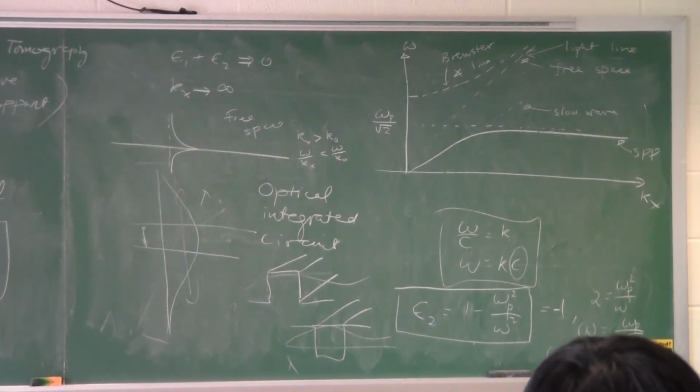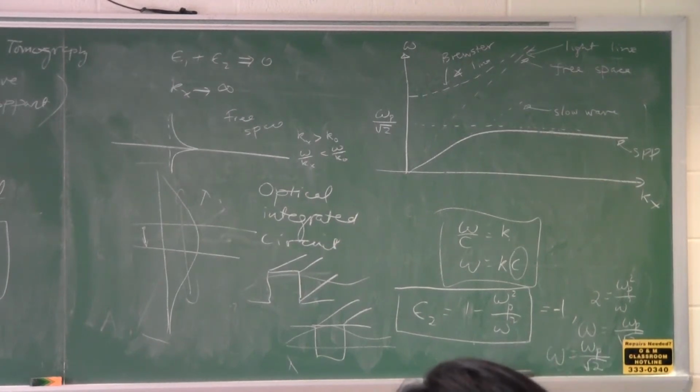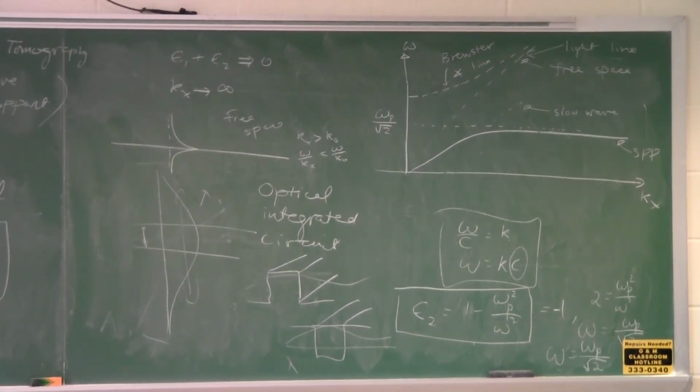Even for some metals, for example gold, that frequency is in the ultraviolet range. Omega equals omega p over square root of 2 will fall somewhere near the ultraviolet, which makes it very difficult. This is based on a very simple cold plasma model. You can work out more complicated formulas for where that horizontal line is, and you will get a different result.